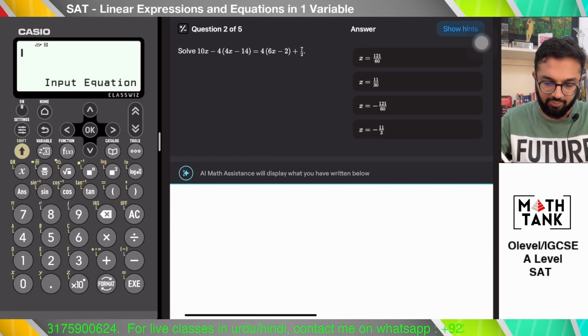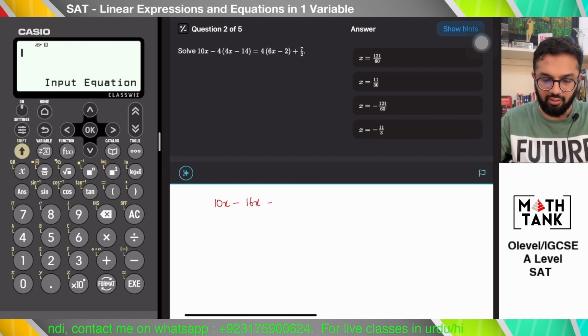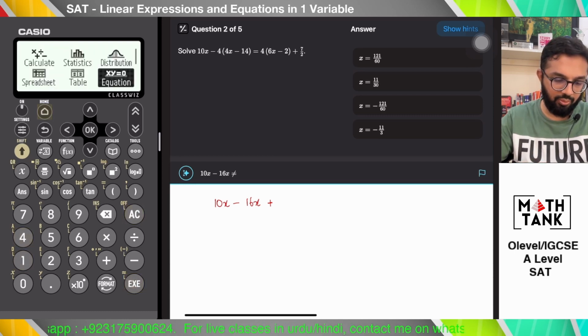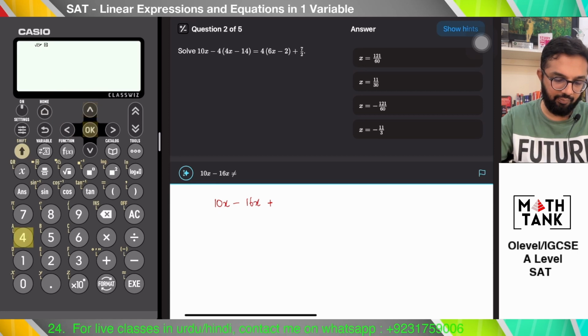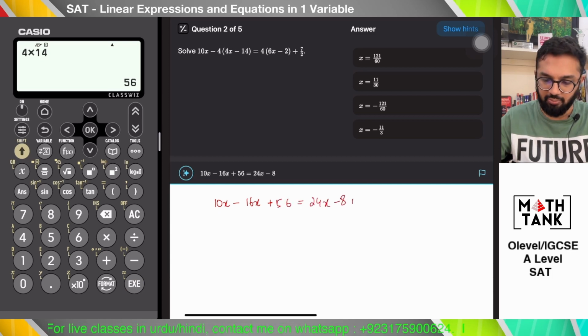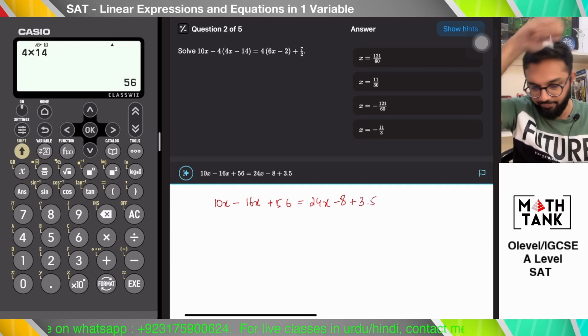This is again a simple linear equation that I can solve directly on my calculator as well if I want. But I'm going to solve this manually. So that 4 times 14 is, okay, I am on a different mode on the calculator. Just making sure that I'm correct. 56 equals 24x minus 8 plus, let's call that 3.5 to make calculations easier.